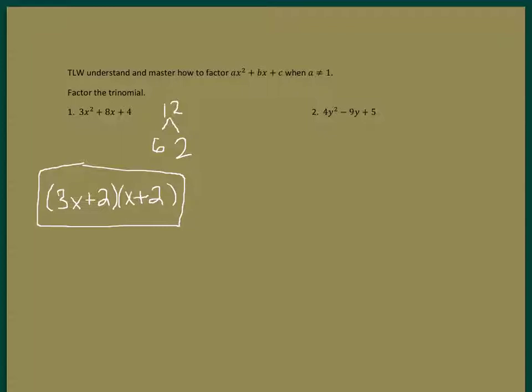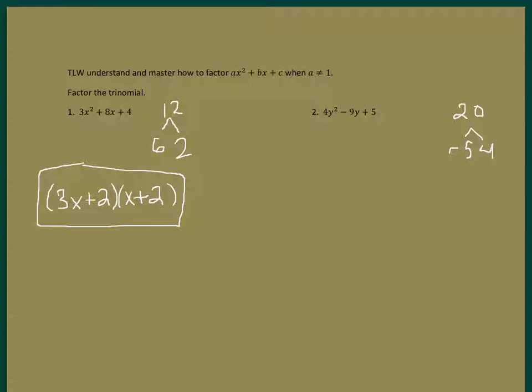Okay. So let's take a look at the next one. Alright. So you can still do 4 times 5. So 20. They have to multiply to 20, but they have to add to equal negative 9. So, well, I think it's negative 5 and 4.